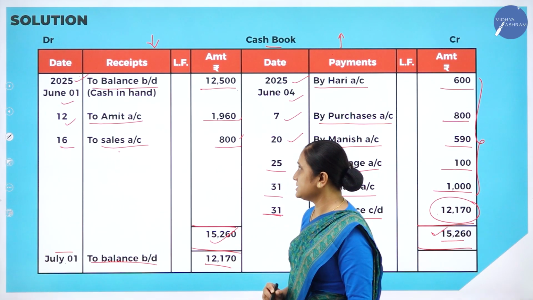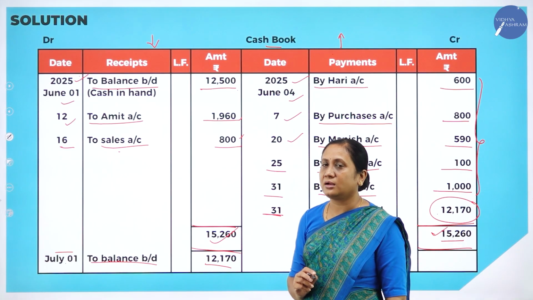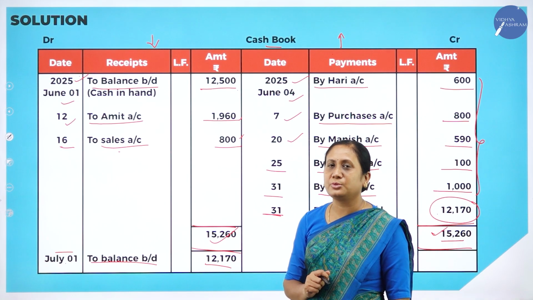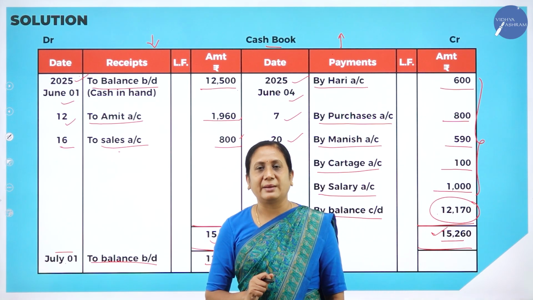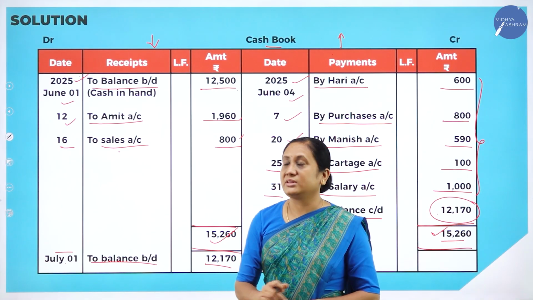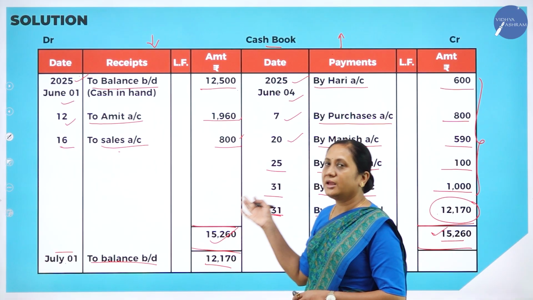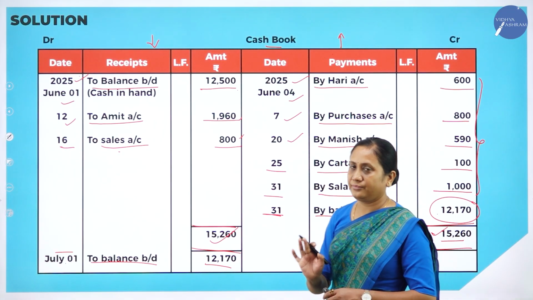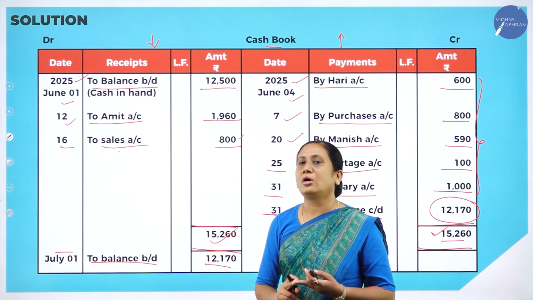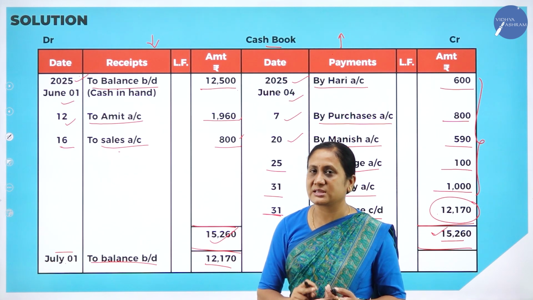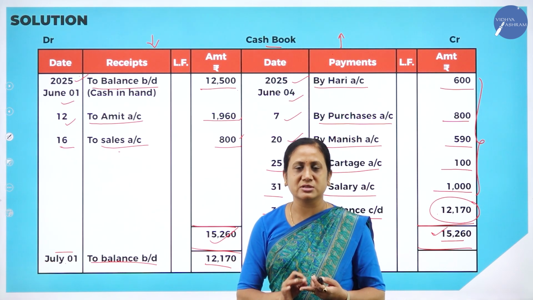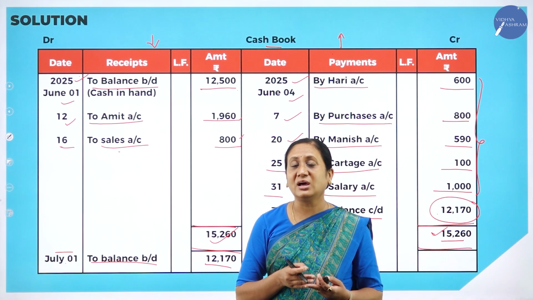This is how you have to do the single column cash book. It is very easy. When you are preparing a single column cash book, you should always think what is happening to the cash, whether cash is coming in or cash is going out. If cash is coming in, debit side entry. If cash is going out, credit side entry. And the second thing is, you should always think from the viewpoint of the business. Cash coming in, correct. Cash going out, that is also correct. But with respect to the business.